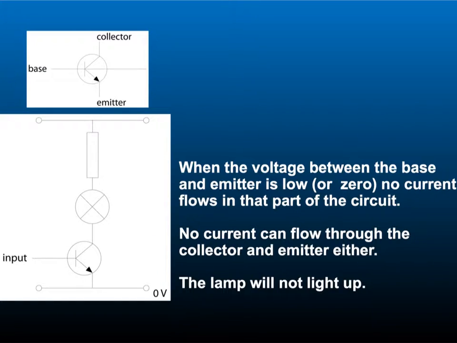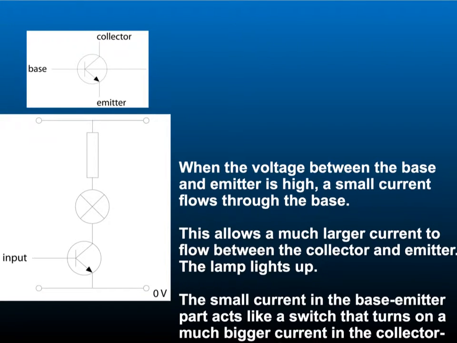When the voltage between the base and the emitter is low or zero, no current will flow in that part of the circuit. But it also means that no current can flow through the collector and the emitter either. So the switch is off. That means that the bulb will not light up.